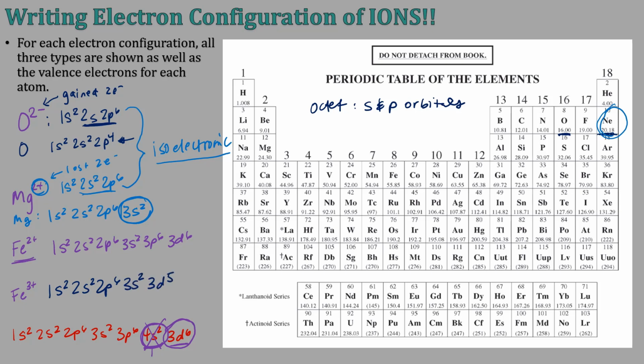All right, so all of these are always going to lose from the 4s before they lose any from the 3d. And then these in here are going to lose from the 5s before they lose from the 4d.